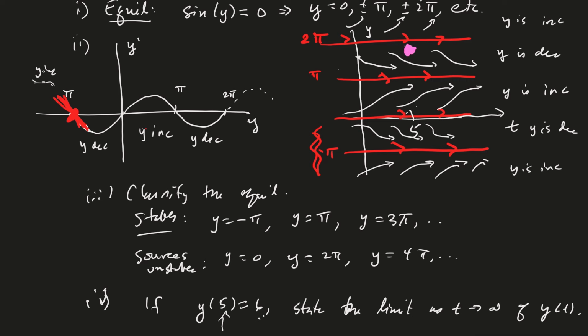Okay, and so where is that solution going to go as t goes to infinity? Well, all these solutions are going to be heading towards pi. Now, that means that y of t is heading towards pi.